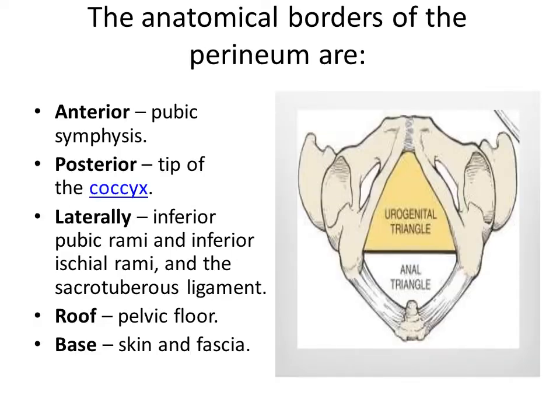The anatomical borders of the perineum are: anteriorly, the pubic symphysis; posteriorly, the tip of the coccyx; laterally, the inferior pubic rami, the inferior ischial rami, and the sacrotuberous ligament. The roof is the pelvic floor, and the base is the skin and the fascia. This picture shows two parts of the perineum, the urogenital triangle and the anal triangle, in addition to the anatomical borders of the perineum.